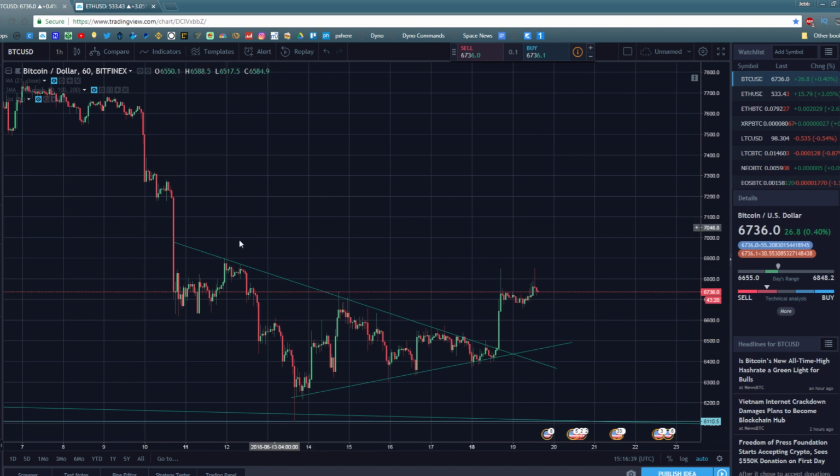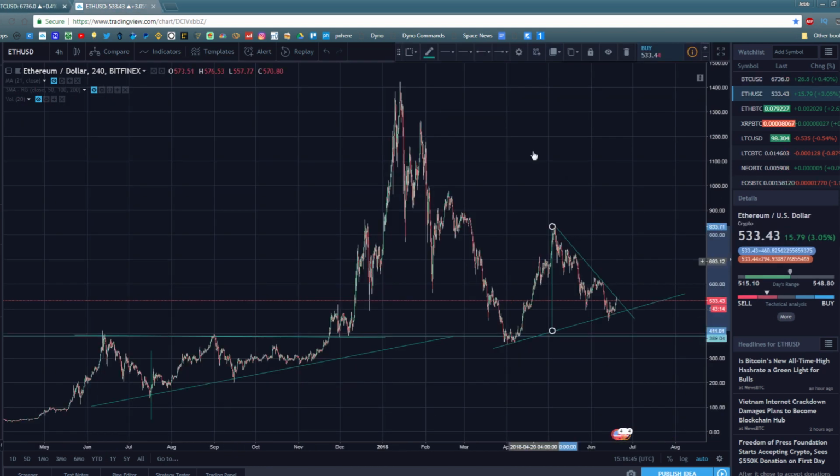But what we saw here is Bitcoin came into a consolidation pattern, a triangle pattern, a symmetrical triangle pattern, like we saw on Ethereum. This is the same kind of pattern.